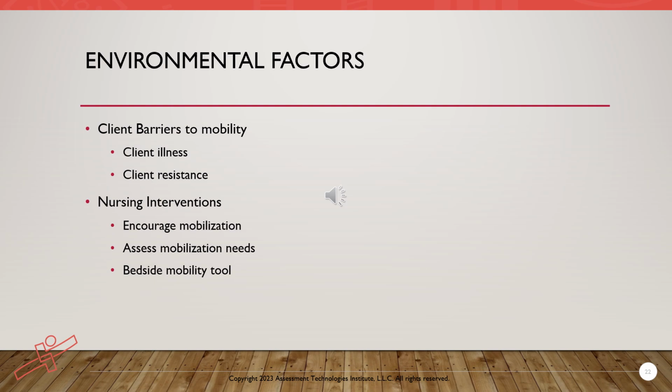Nursing interventions. You already have encouraged mobilization, assessed mobilization needs, and used the bedside mobility tool. Here are environmental focused interventions that can complement those. Modify the environment by ensuring adequate lighting, removing clutter and hazards, and arranging frequently used items within reach. Ensure assistive devices are safe and appropriate. Inspect equipment regularly for safety. Promote safe pathways by keeping hallways clear and encouraging non-skid footwear.